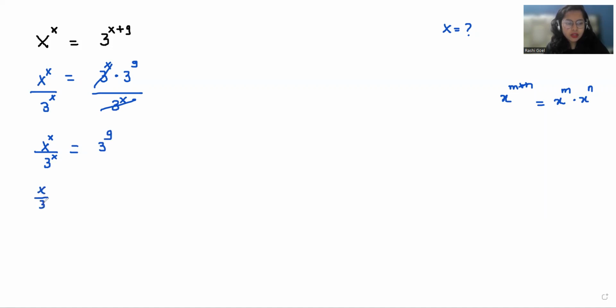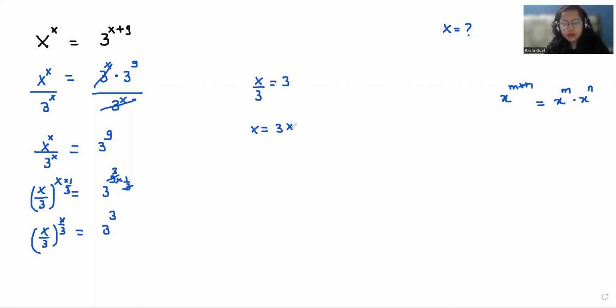Here we can write this as (x by 3) whole power x is equal to 3 power 9. Now I'm going to raise both sides to the power 1 by 3. So it becomes (x by 3) whole power x by 3 is equal to, we can eliminate this, 3 power 3. Now we can compare both sides and what we see is that x by 3 is equal to 3. So x is equal to 3 times 3, that is 9. So the value of x is 9 in this case.